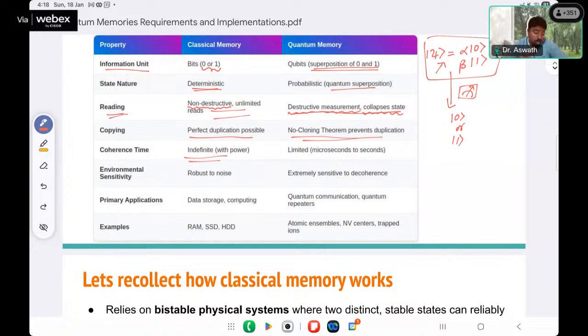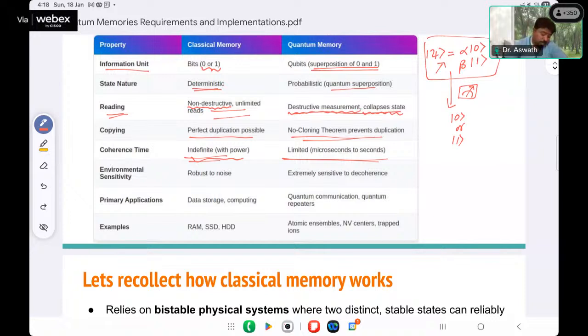So the coherence time, the lifetime for a classical memory, is infinite or indefinite. It is dictated by the power: as long as I can continuously send power, I can have coherence. But with quantum memory, I can't have a memory forever. It has a lifetime ranging from a few microseconds to a few seconds or even a few minutes, for the qubits being realized.